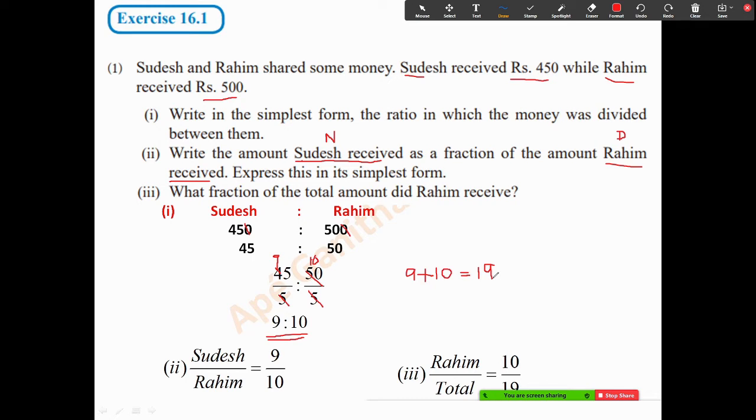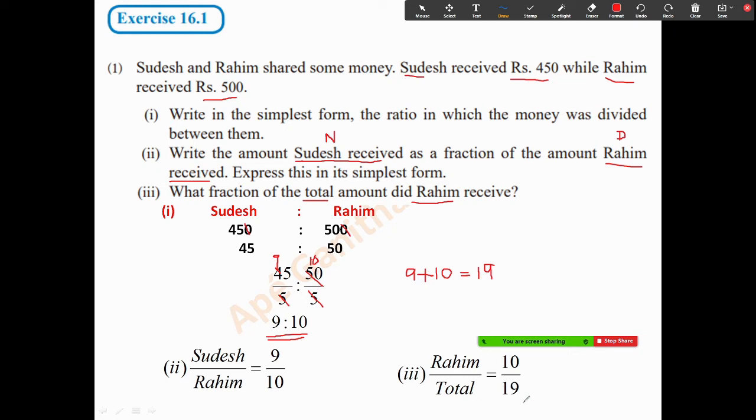Okay. Then, what fraction of the total amount did Rahim receive? Rahim over total. Rahim 10 parts. Can you see here? Rahim 10 parts. Then Rahim over total. Total means here 19 parts. Then 10 over 19. You can write.